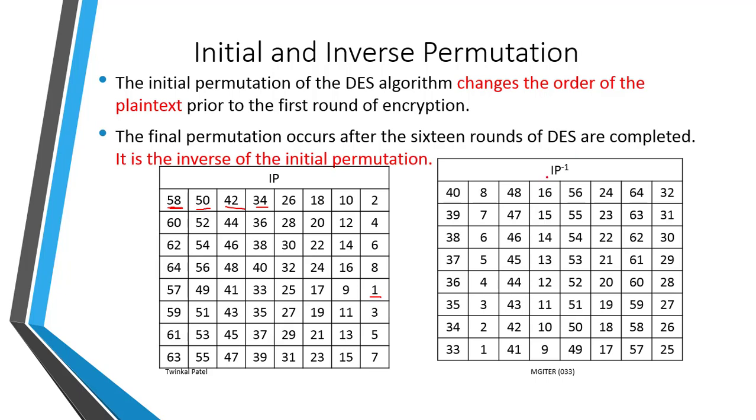And the inverse initial permutation is the inverse of the initial permutation, in which bit 40 is placed here, after that bit 8, after that bit 48. So in this way all the bits are rearranged.